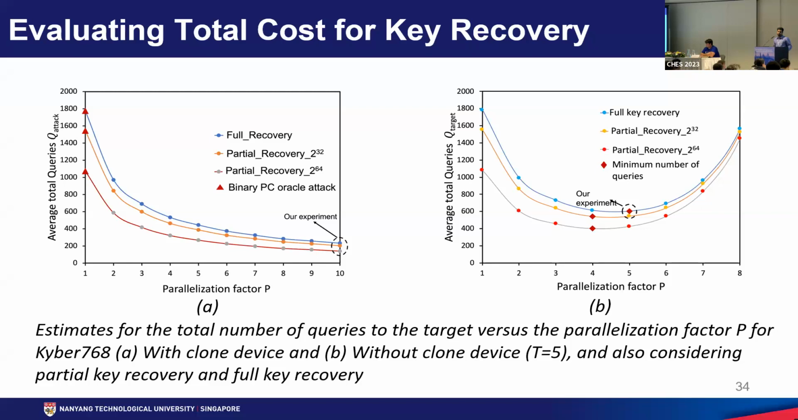Now if we do the analysis with the focus of reducing the security strength, then the number of queries required is even less. It just spans around 200 to 600 traces.